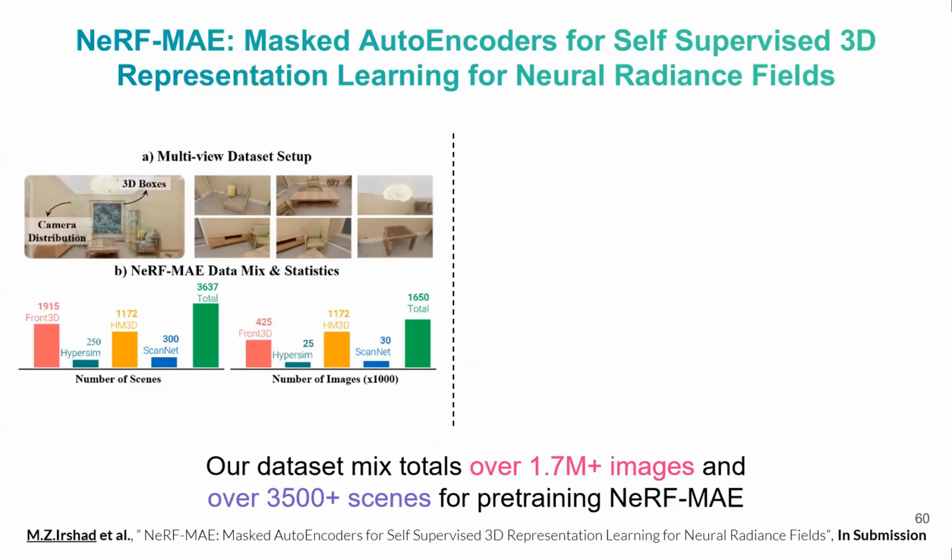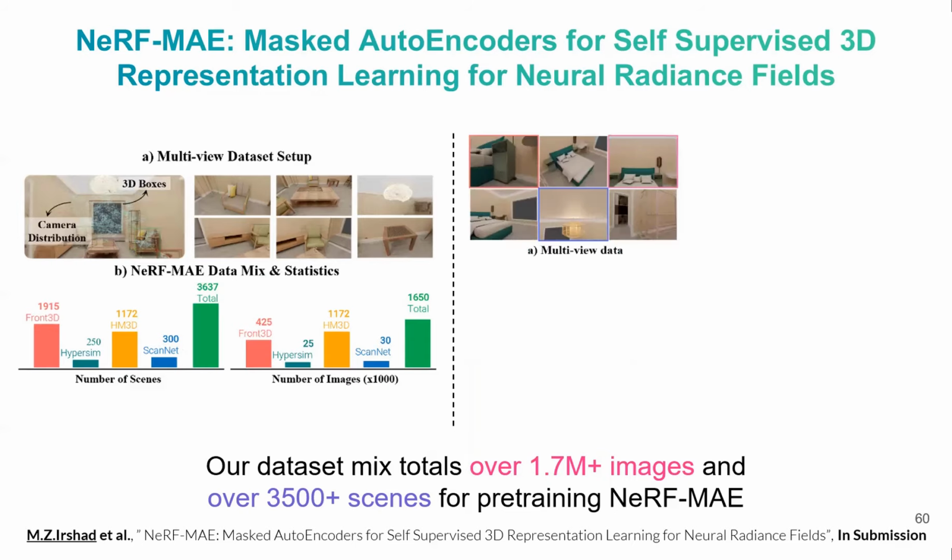So how do we train these representations? We first create and render really high quality multi-view 2D data from four different data sources, collecting 1.7 plus million images and over 3,500 plus scenes. Our data preparation for pre-training is shown here.